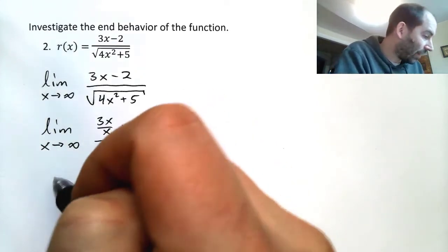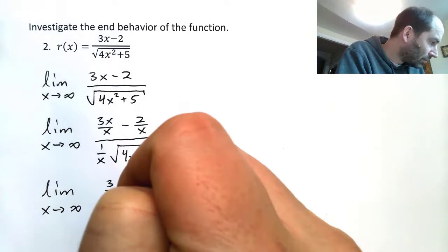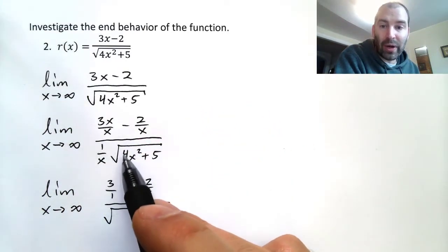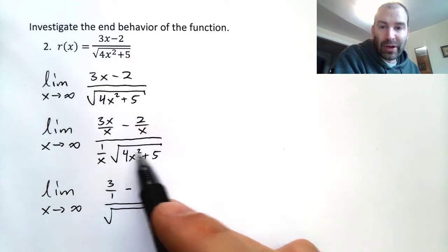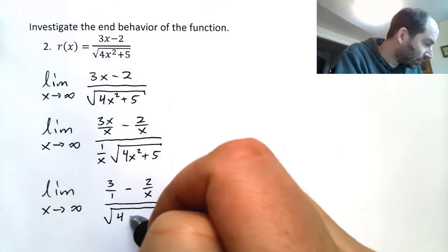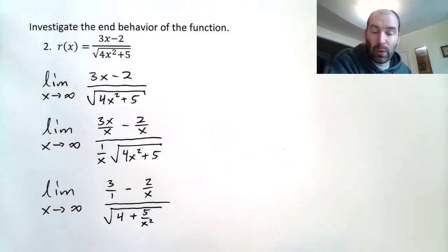So let's go ahead and write that. And while I'm at it, I'm going to cancel these x's here. Now, when this comes under the radical as a 1 over x squared, it's going to multiply this times 1 over x squared and this times 1 over x squared. Well, the x squareds cancel here. And then I have a plus 5 over x squared.